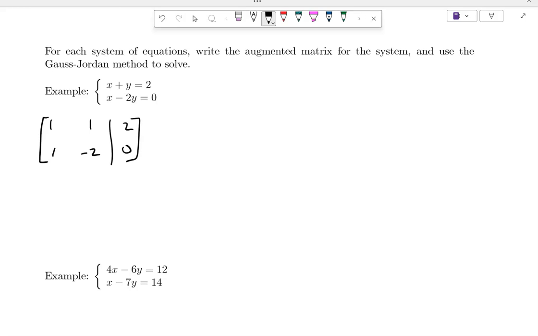Get a 1 in the upper left-hand corner. Right? That's the first step. Do I need to do anything? No. There's already a 1 in the upper left-hand corner. We're good. What's the second step?